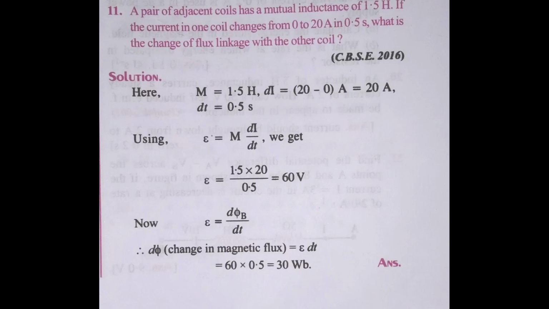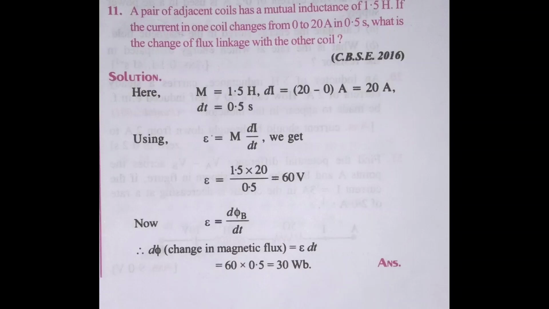Now in the next question, a pair of adjacent coils has a mutual inductance of 1.5 henry. If the current in one coil changes from 0 to 20 ampere in 0.5 second, what is the change of flux linked with the other coil? For this we have the value of the mutual inductance, and the current changes from 0 to 20. So we apply the formula final minus initial value, 20 minus 0. So the answer is 20 ampere, and this change is in a given time of 0.5 second, which is dt. So we apply the formula epsilon is equal to M dI over dt, and we have the value of epsilon, that is 60.